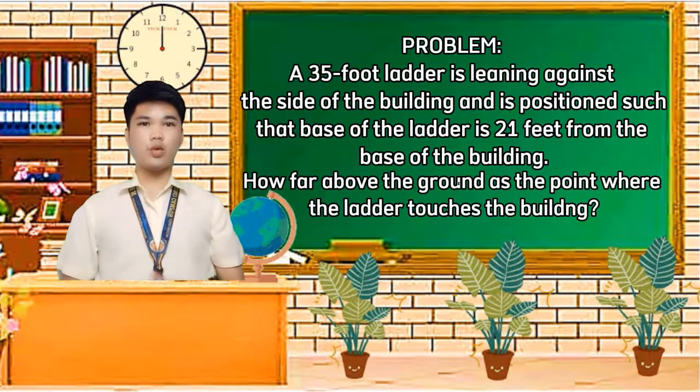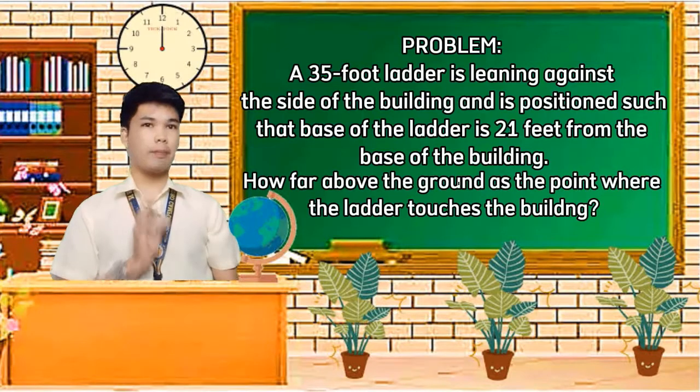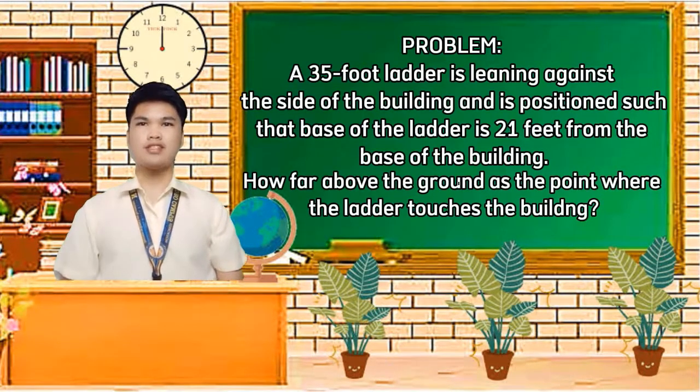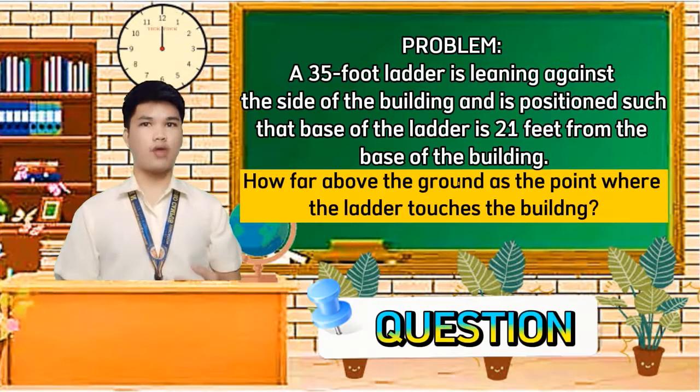So, the first thing that we need to do is to know the question. Let's identify first what is being asked in this given problem. Obviously, the question here is: how far above the ground is the point where the ladder touches the building? And that's the first step of the Q-TIPS problem solving strategy. Now, let's proceed to the next step, which is the thoughts.